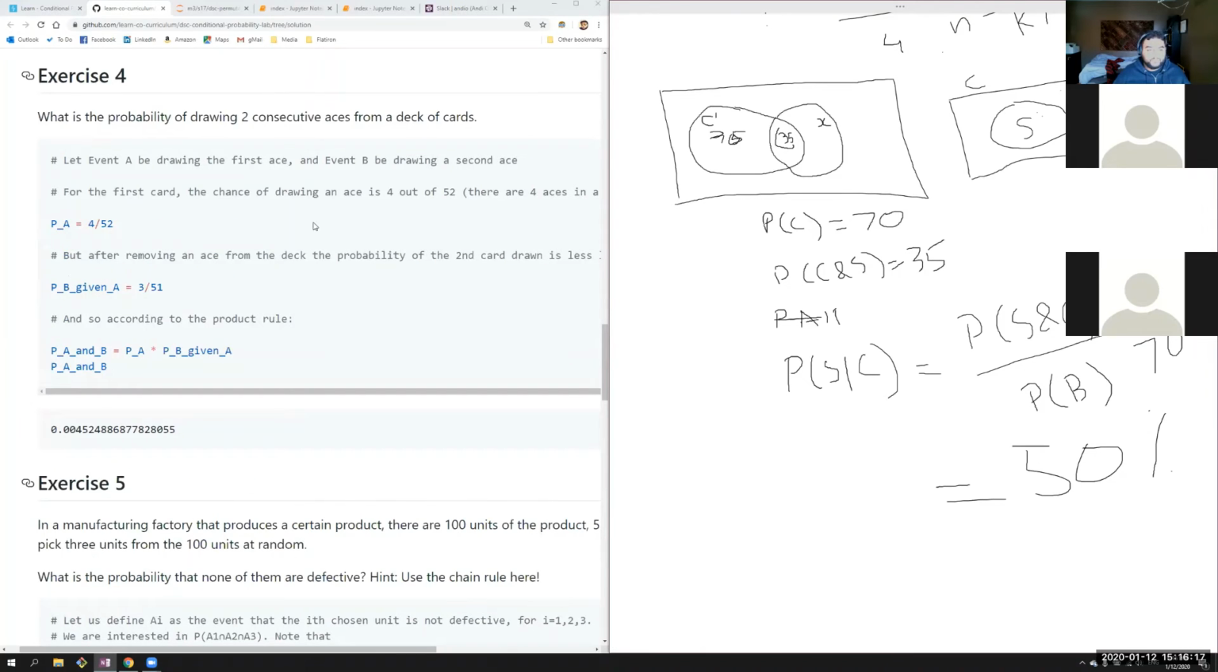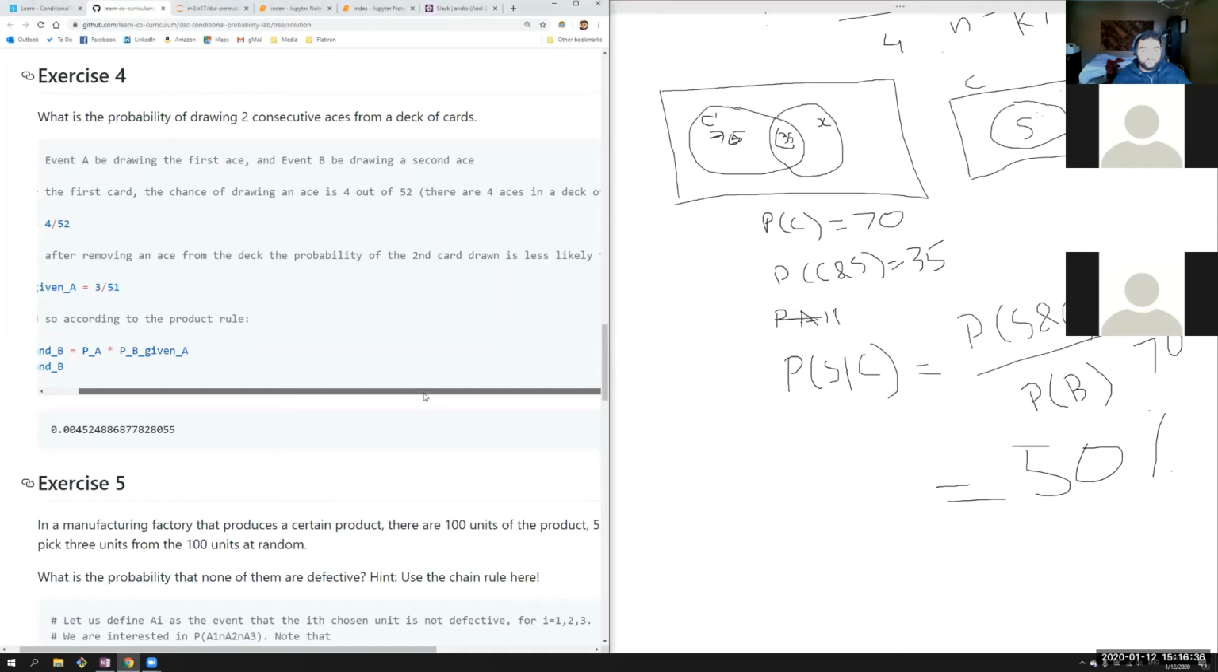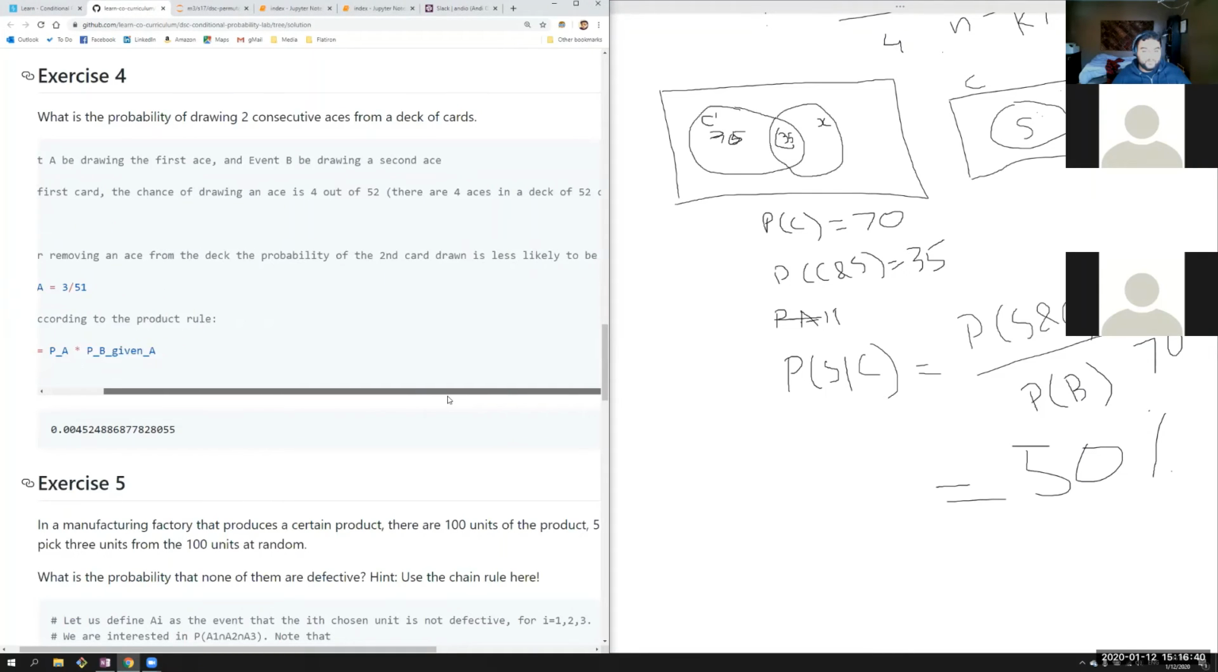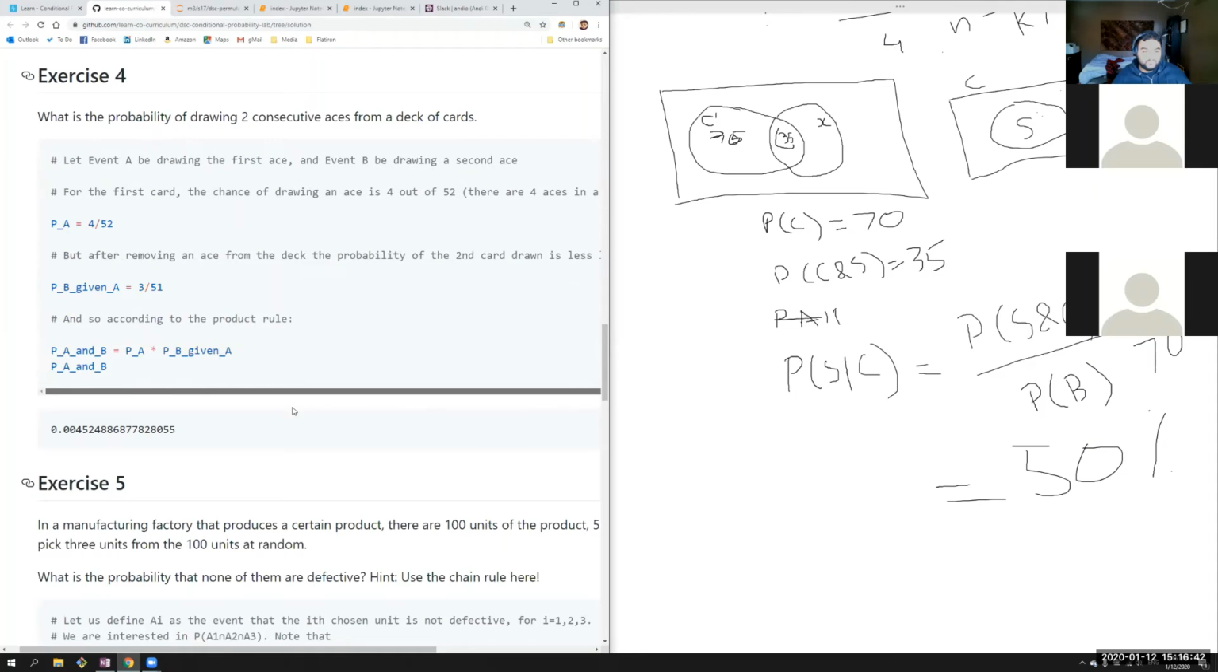What is the probability of drawing 2 consecutive aces from a deck of cards? Okay, that's fairly easy. So let event A be drawing the first ace and event B be drawing the second ace. For the first card, the chance of drawing an ace is 4 out of 52. Very true. But after that, the probability is less likely because only 3 are left.